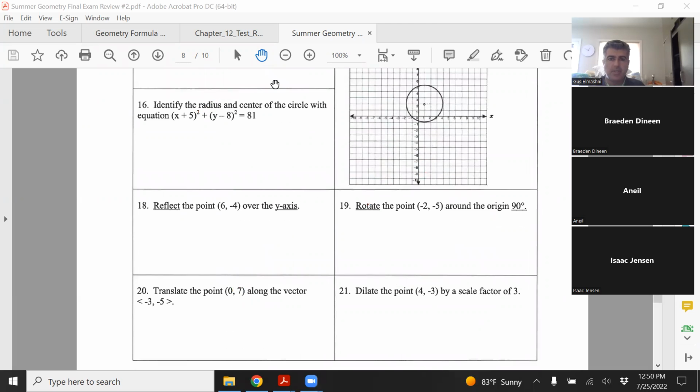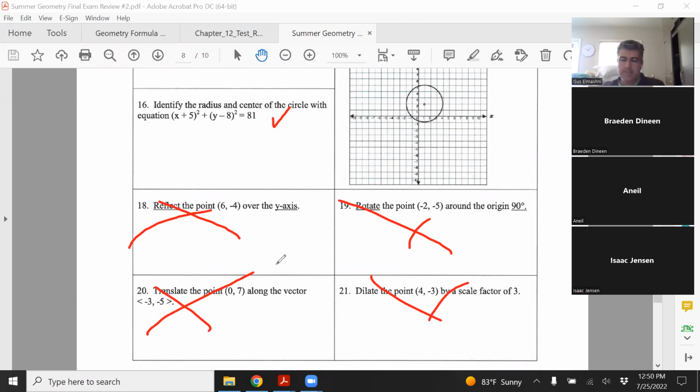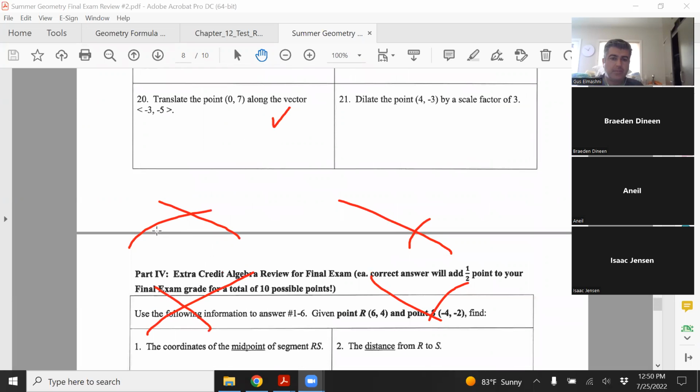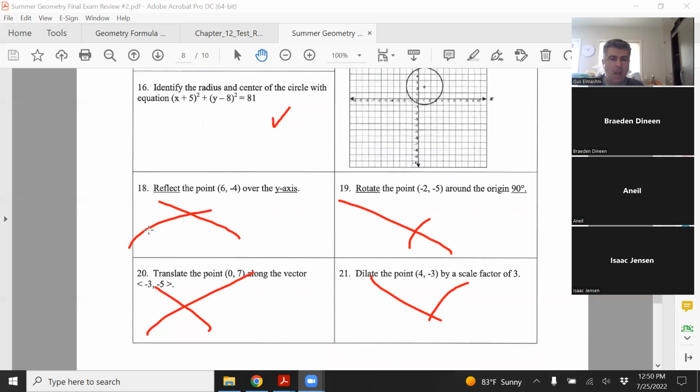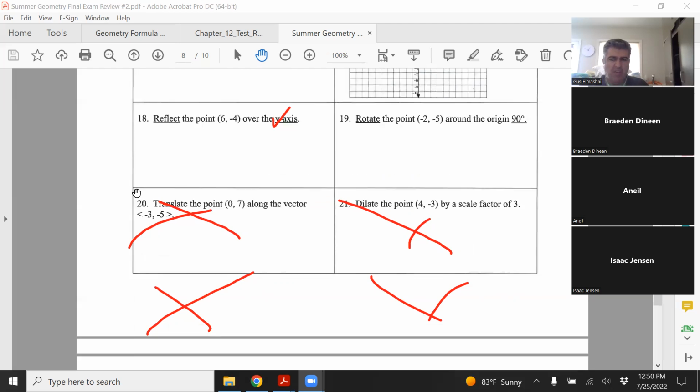Number 16 is good. Don't worry about rotations, dilations, reflections, or translations, we haven't done those. Don't worry about that stuff. We didn't do that. You can cross those off. I'll cross them off with my solution key.